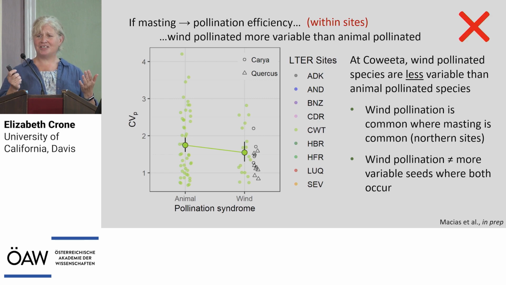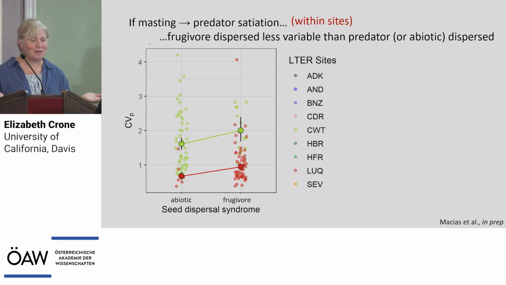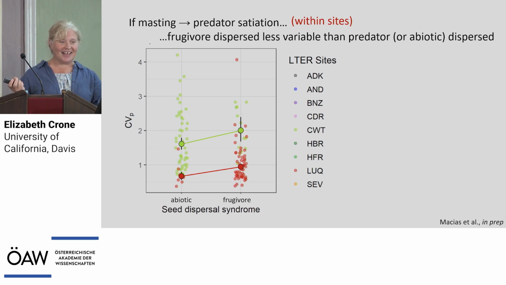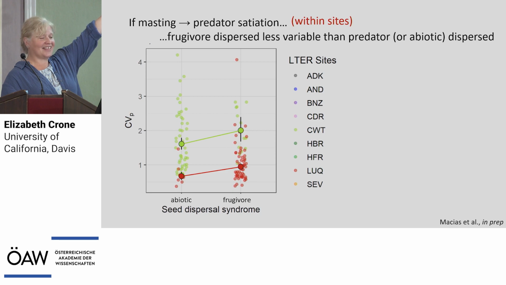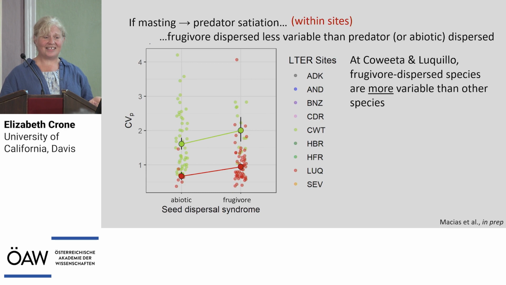So our prediction didn't hold. What about the frugivore dispersal? Well, we have 2 sites. KIOES and Luquillo are 2 of our more southern sites at which we could test this. Again, on the x-axis, we have abiotic and frugivore dispersed. We have the means for each site. There was no significant interaction or difference among the sites. And once again, at these sites, the frugivore dispersed species are more variable than species with abiotic dispersal.